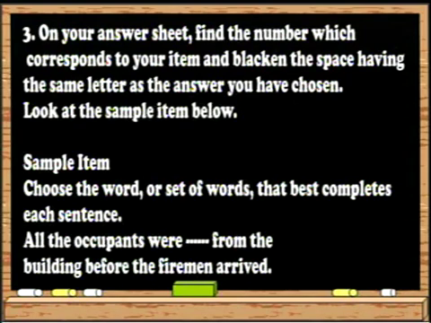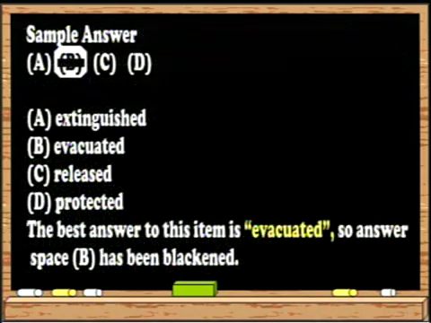Look at the sample item below. Choose the word or set of words that best completes each sentence. All the occupants were dash from the building before the firemen arrived. A. Extinguished. B. Evacuated. C. Released. D. Protected. The best answer to this item is evacuated. So answer space B has been blackened.